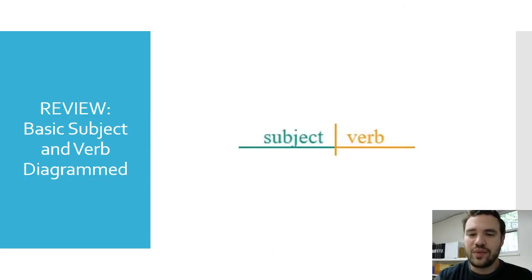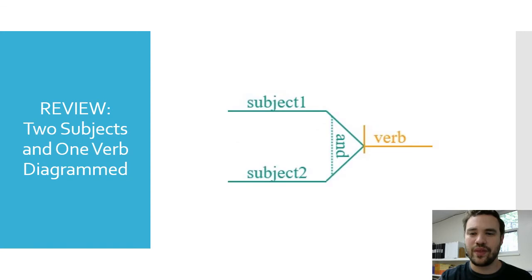So as we get started, let's just do a little bit of basic review moving into diagramming. It's been a little while since we did some diagramming, so I wanted to do a quick refresher. The basic subject and verb diagrammed in a sentence is like this, with a horizontal line separated by a vertical line. The subject is on the left side of the vertical line, and the verb is on the right side of the vertical line. So that's the basics of diagramming a subject and verb. Hopefully you remembered that, but if you didn't, there's a little bit more of a refresher for you.